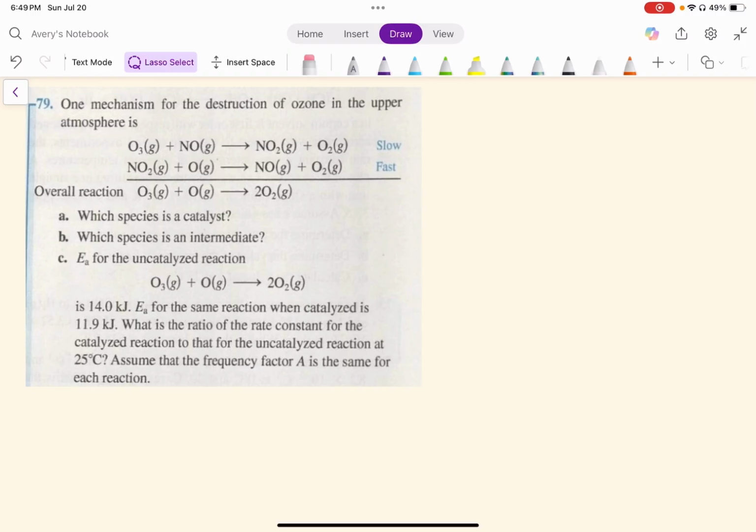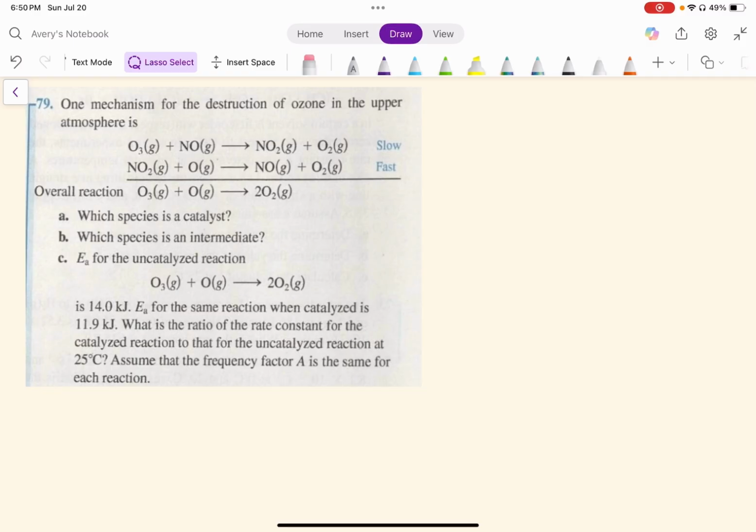So now for our final question, question 79. It says, one mechanism for the destruction of the ozone in the upper atmosphere is this given overall reaction. If you can't tell I have dyslexia, it's really showing right now. It becomes really prominent when I'm tired.